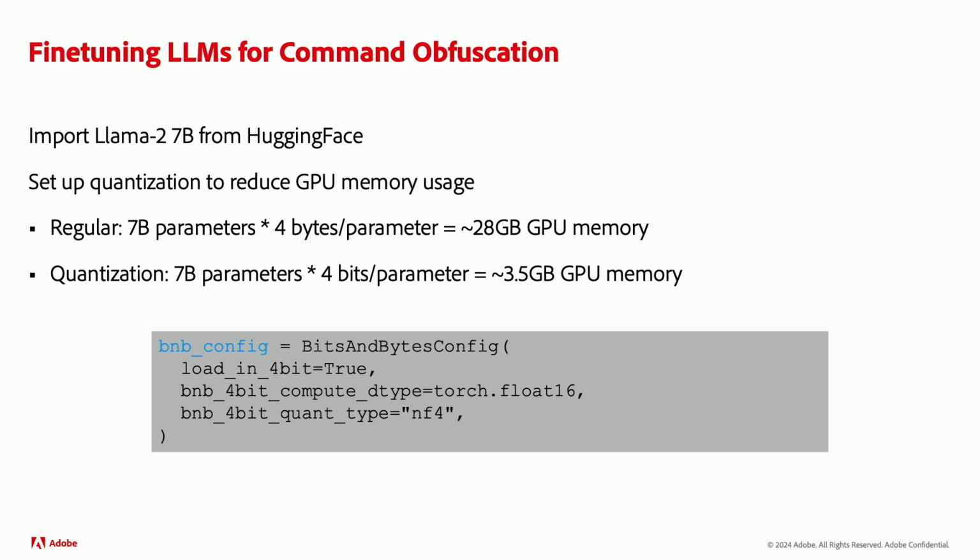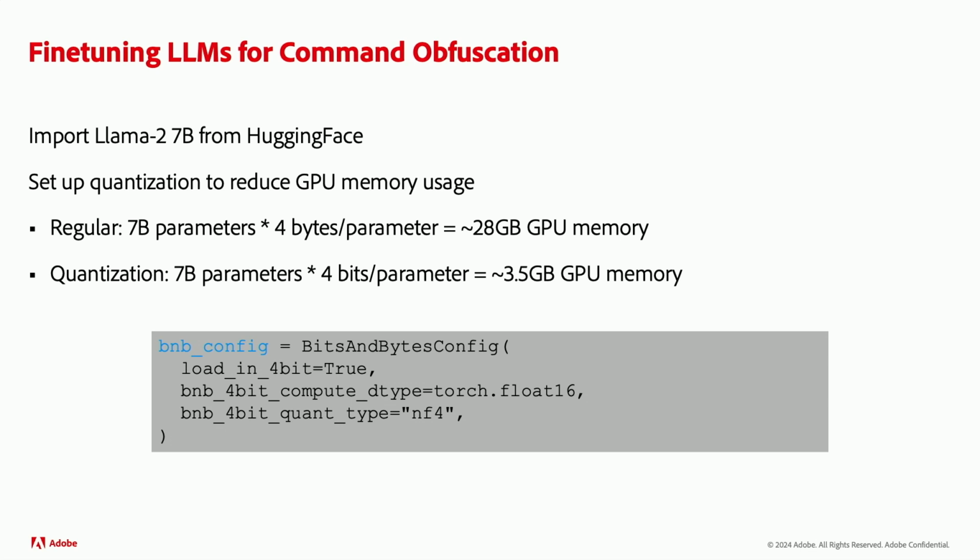Before we actually import it, let's set up some quantization to reduce our GPU memory usage. This is necessary because even a 7B model takes a lot of GPU memory. Regularly these LLMs store 4 bytes per parameter, which means each weight, each number in the model, is 4 bytes in precision. So 7 billion parameters times 4 bytes per parameter is 28 gigabytes of GPU memory just to import the model. That's not even including any of the data that we need to put into the GPU as well. And that's a lot of GPU memory.